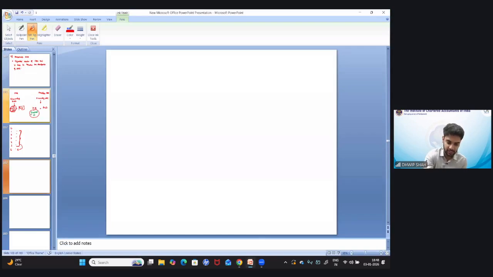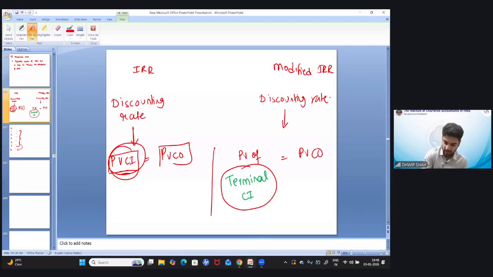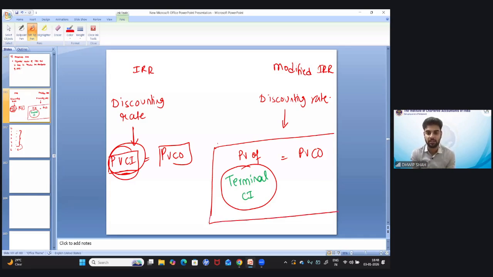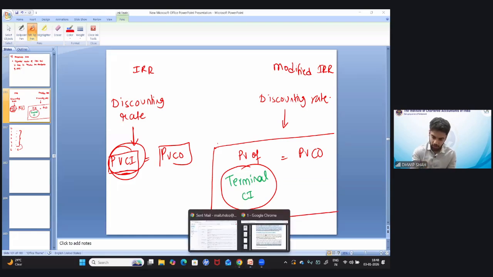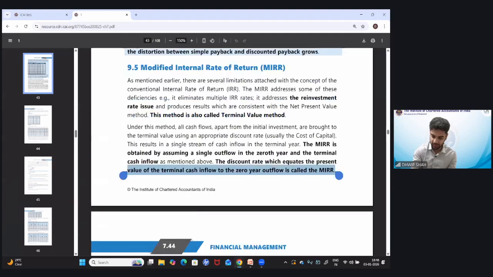So this line is nothing but this thing. The last line that you studied is nothing but this. Equating the present value of terminal cash inflow with outflow. ठीक है? Now how to do this? Let's take illustration.